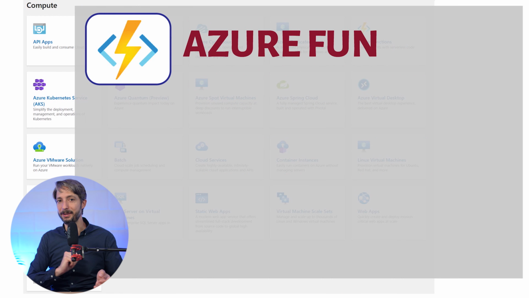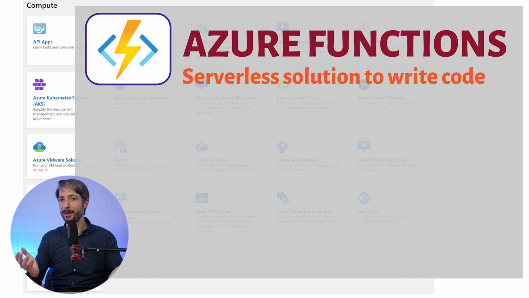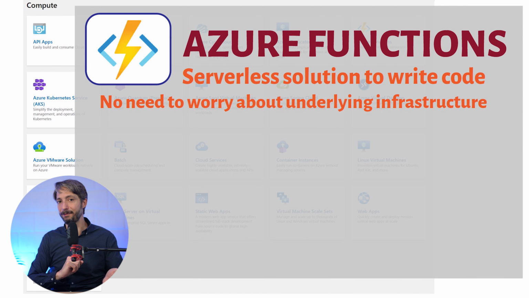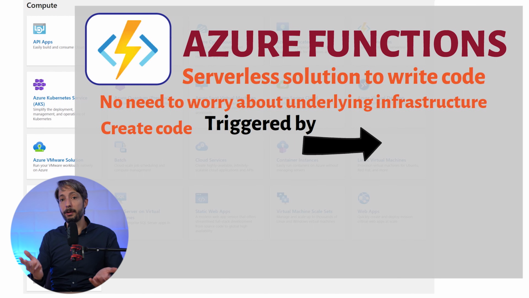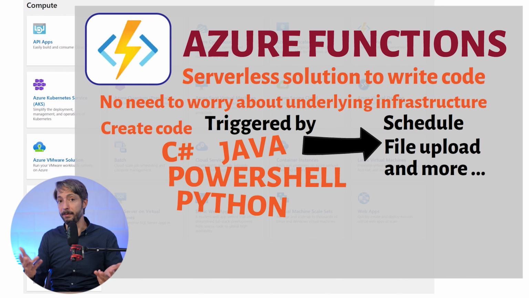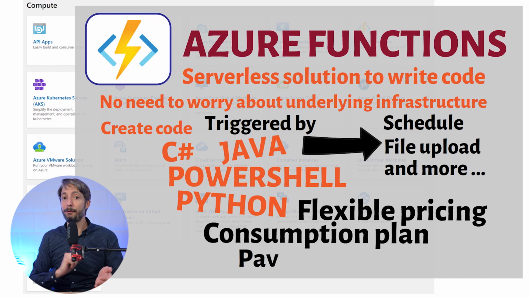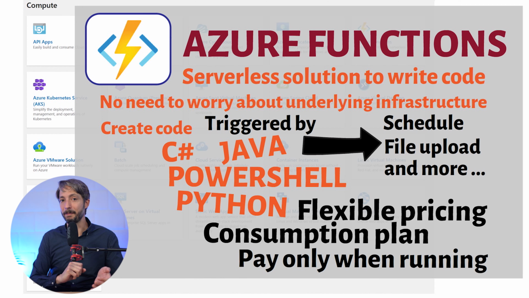Azure Functions, now this is a serverless solution that allows you to write code without having to worry about deploying the underlying infrastructure itself. Your focus should only be the code, while Azure Functions handles all the rest. You can create code which is triggered through different events, such as a scheduled interval, or you can trigger them when a file is uploaded, and many more situations. Functions can be written in C#, Java, PowerShell, or Python. The pricing is incredibly flexible in the consumption plan, and you only pay for when the functions are running.